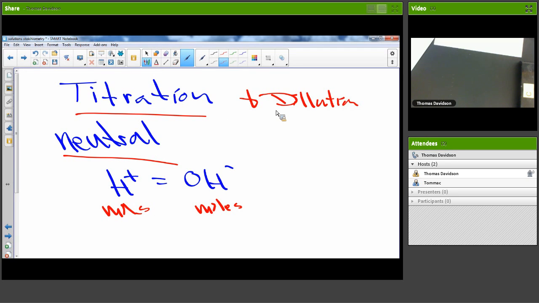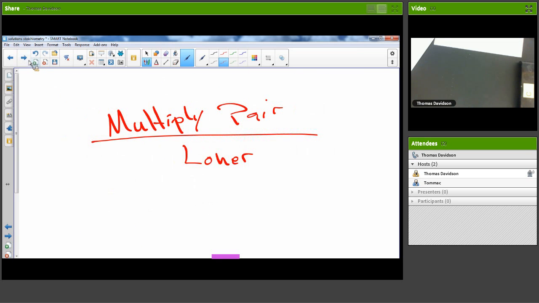Uh-huh. A dilution is when you have something concentrated and you dilute it. Now, if you're diluting something, your original moles is still the same as your final moles, right? So really, you don't need to overthink this. To do a dilution problem is the exact same process. You're going to have a volume and a concentration, and then you're going to add a volume, and you're going to find the new concentration. It's the same math. The math sentence to remember was multiply the pair and divide by the loner.